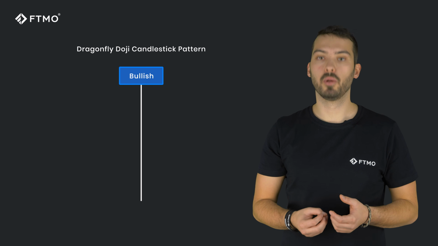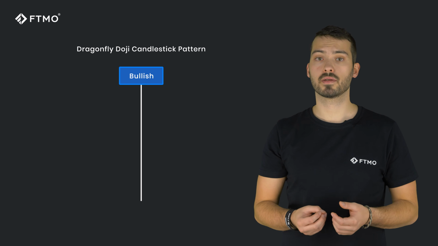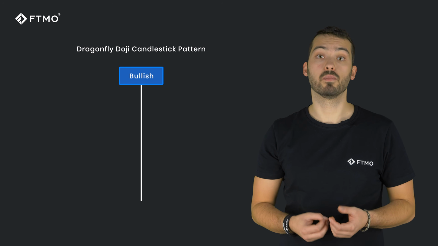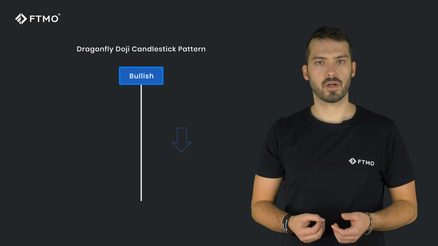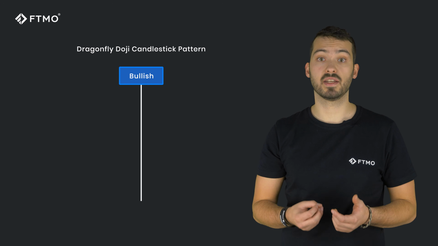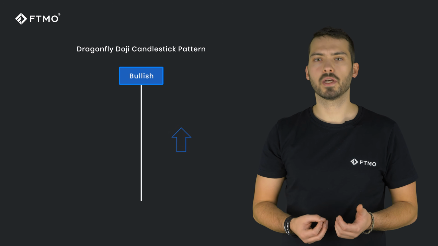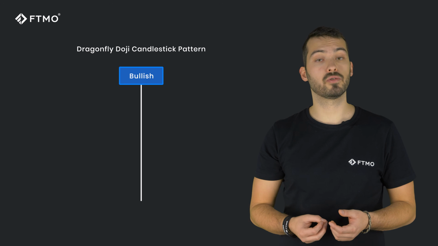Dragonfly doji is a bullish candlestick pattern. It shows us that sellers try to step in, but buyers strongly overcame them and pushed the price back to open. In a downtrend, Dragonfly doji gives us an indication that the market is ready to turn around. In an uptrend, we can use Dragonfly doji as our continuation signal.